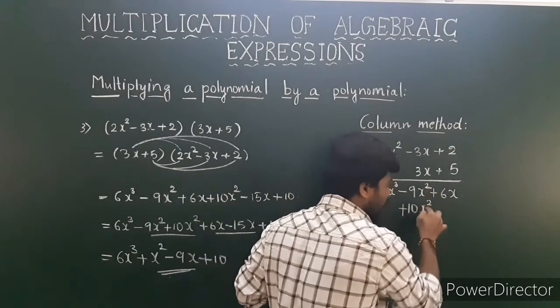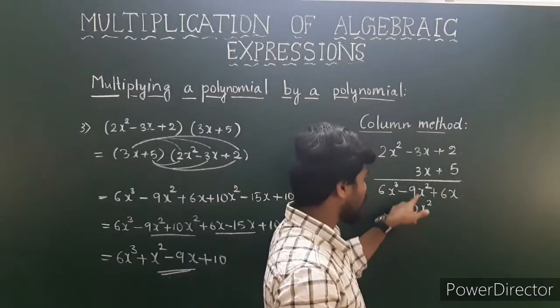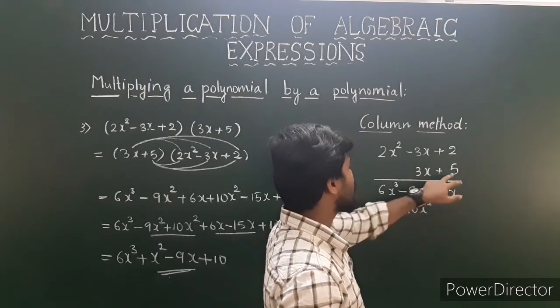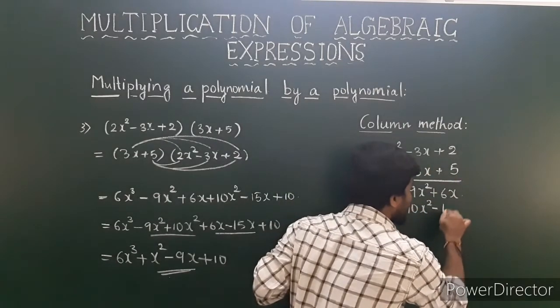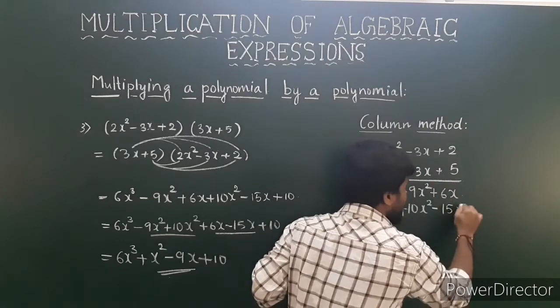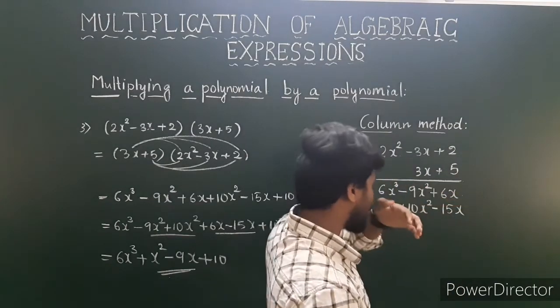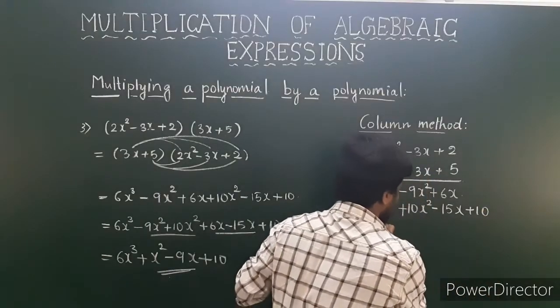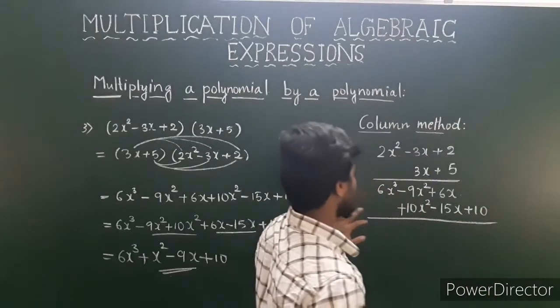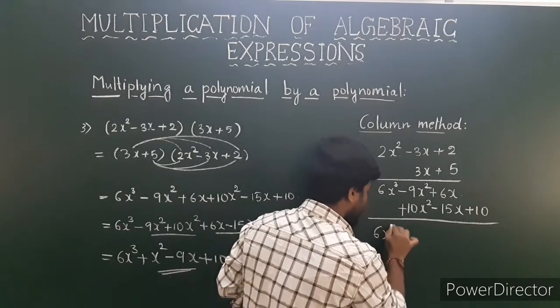You write x square below the x square. So minus 9 plus 10. Next 5 3s are 15, so that is minus 15x, and 5 2s are 10. So now add. 6x cube.